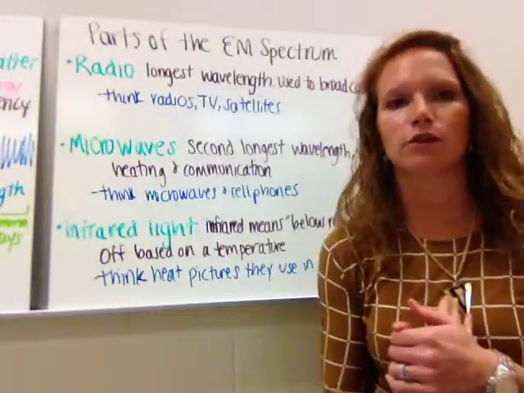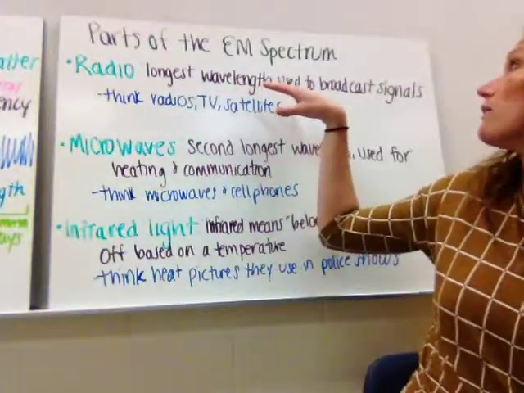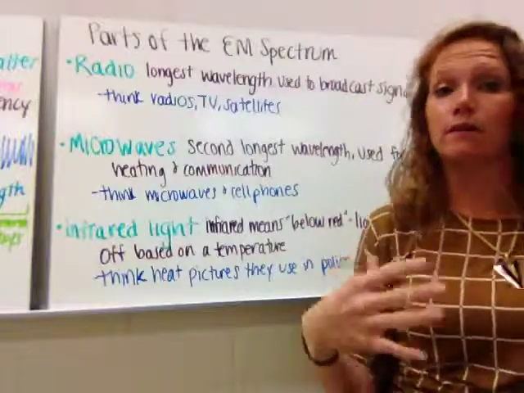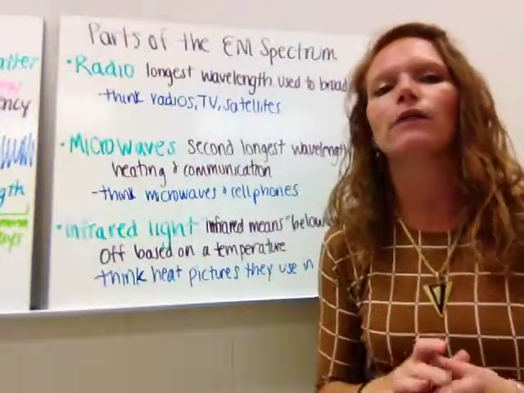So the parts of the electromagnetic spectrum. First off, you have radio waves. Those are the longest wavelength, and they're used to broadcast signals. Think like radios, television, satellites, all those operate off of radio waves.